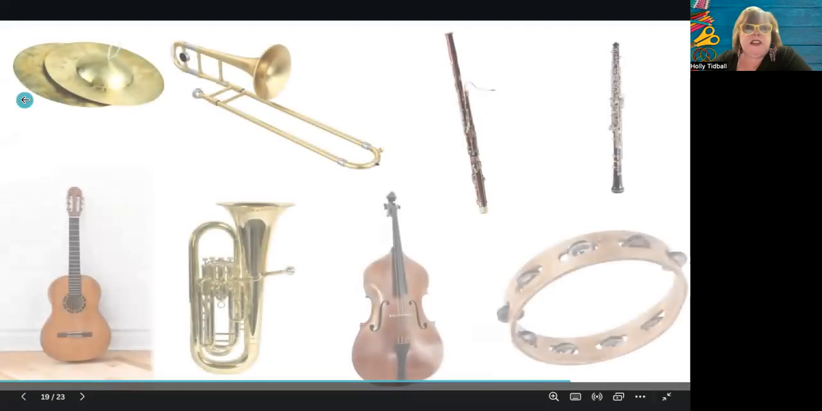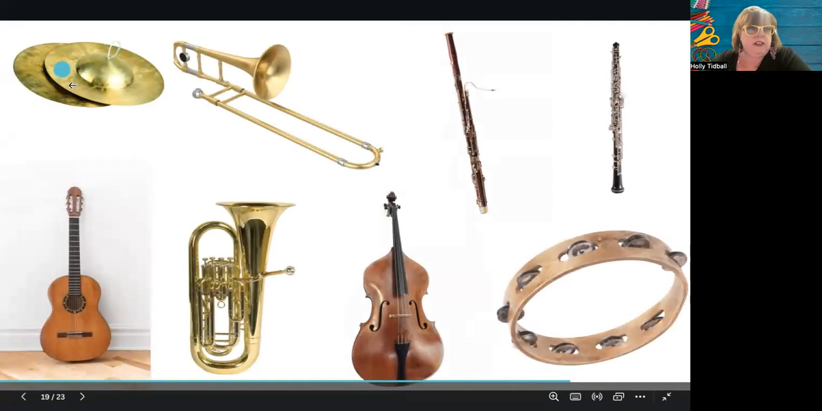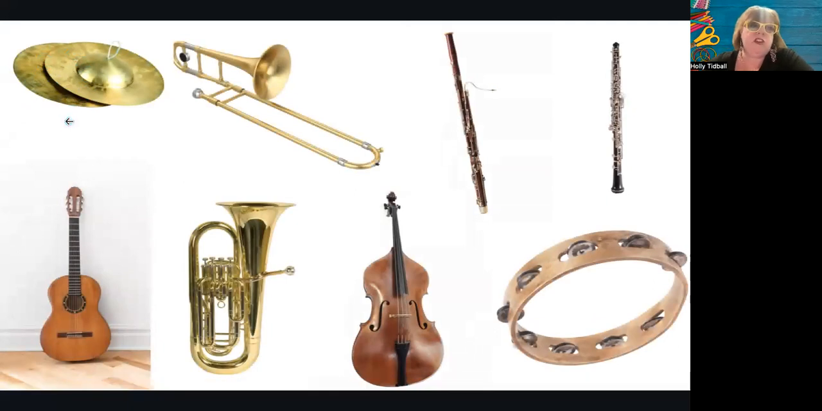Now you try. Let's look at these instruments and you tell me what they are. Look at this one. Who can tell me what this one is? Yes, you're right. These are cymbals, and they are in the percussion family because you hit them together like this. What other instrument is in the percussion family on our board? That's right, the tambourine. How do you play the tambourine? That's right, you shake it or you hit it in your hand or your bottom, wherever you're going to hit it.